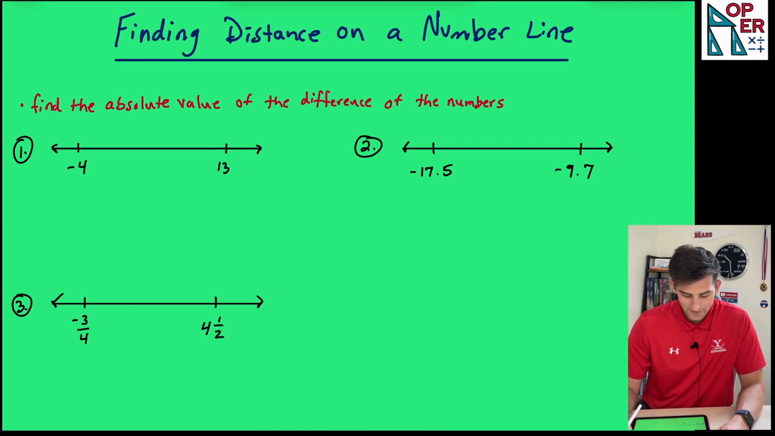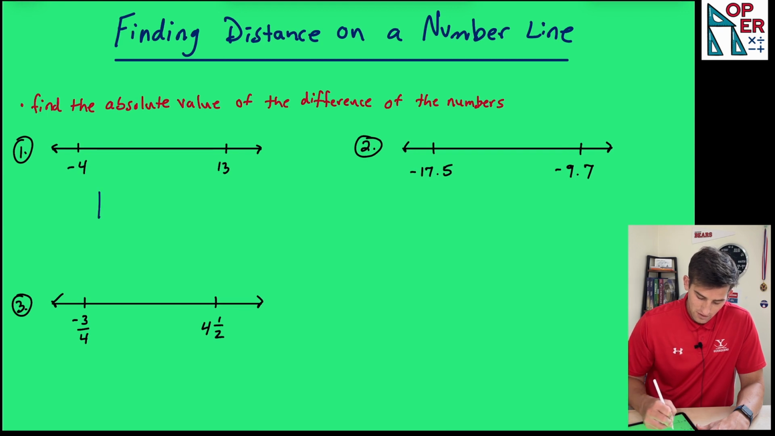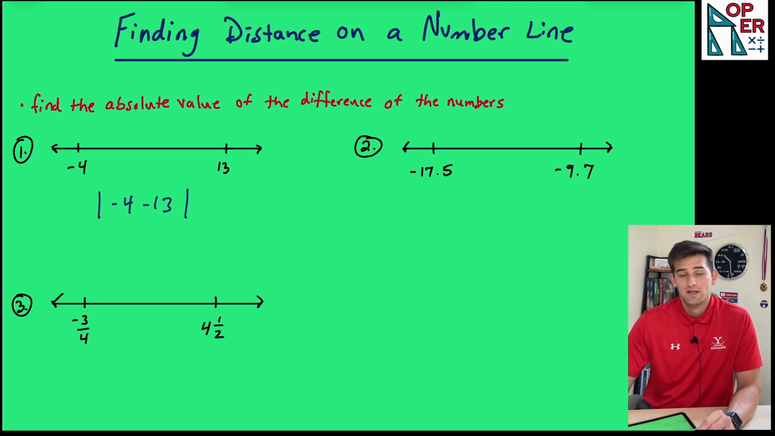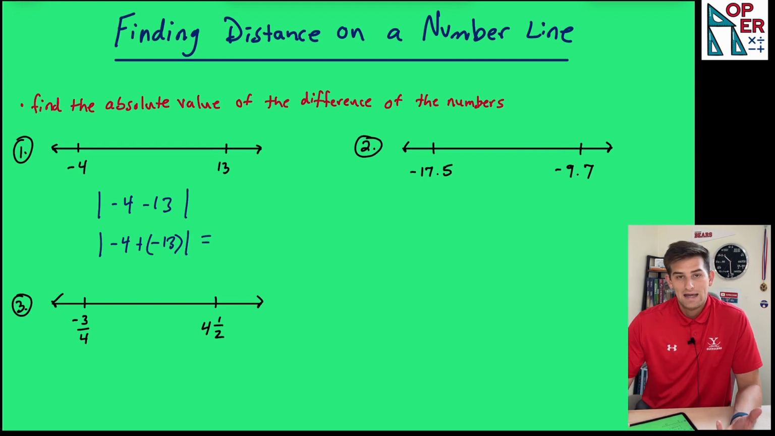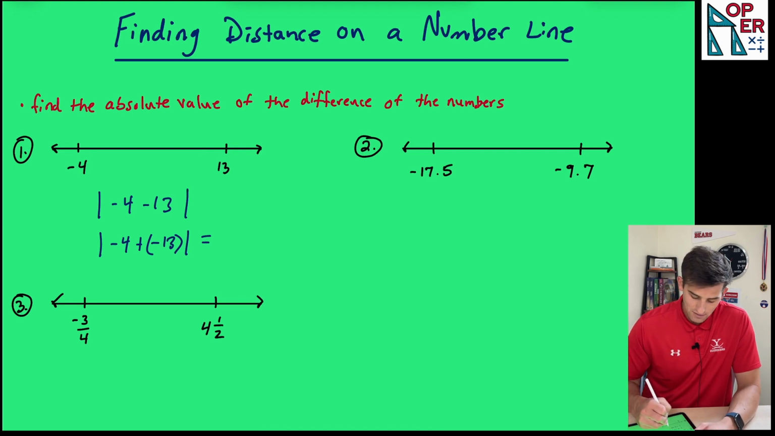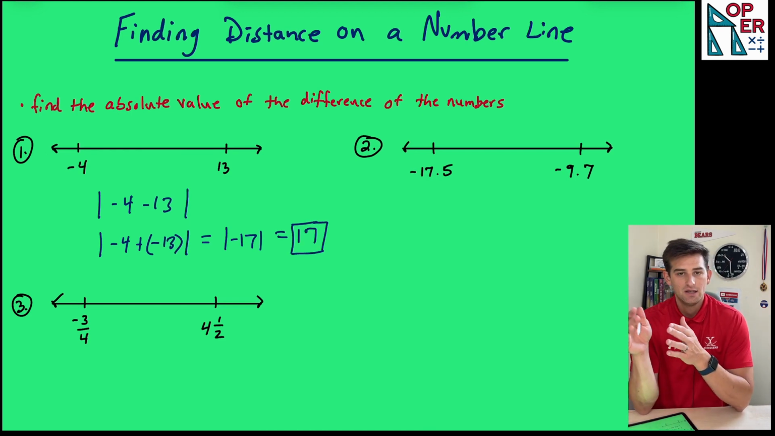All right, so number one, we want to find the distance from -4 to 13. So I want to find the absolute value of the difference of the numbers. So how about -4 minus 13? So if we think about this, we have a subtraction problem. We could rewrite this as addition. So we could say absolute value of -4 plus -13. And now we can add those numbers together and keep the sign. So 4 plus 13 would be 17. So we have the absolute value of -17, and that would be 17. So the distance from -4 to 13 would be 17.